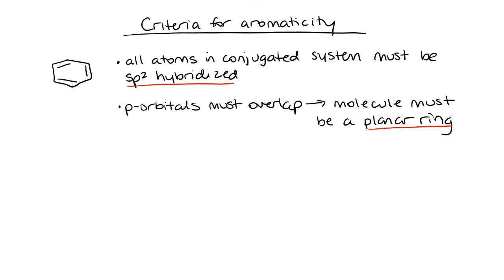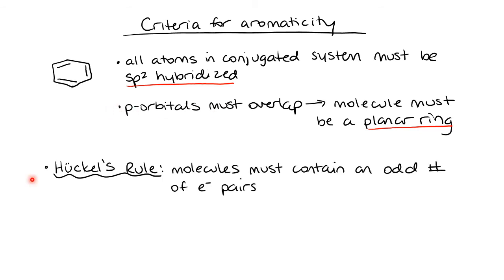So for this one, if you were to have a long chain of sp2 hybridized carbons and pi electrons associated with them, that would simply just be a conjugated system. All of the carbons would need to be connected in a ring in order to be aromatic. And last, the molecule must follow what's known as Huckel's rule. And with Huckel's rule, it means that the molecules must contain an odd number of electron pairs. And specifically, we're talking about pi electrons.